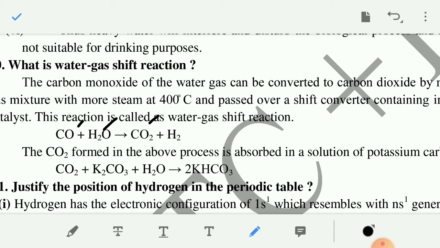The carbon dioxide formed in the above process is absorbed by the solution of potassium carbonate plus H2O to form 2KHCO3.